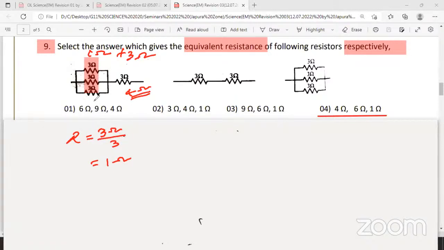If you have 100 times, 3 ohms divided by 100. Value of one resistor divided by the total number of resistors. That is the short method to find the equivalent resistance in parallel method if the values are same.